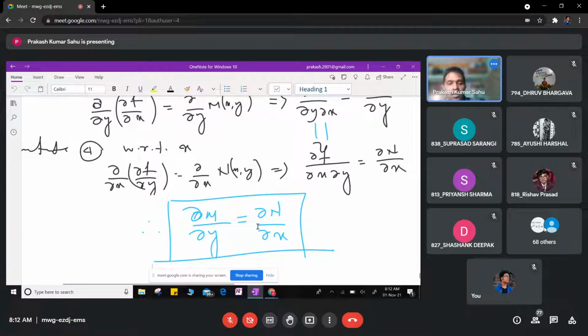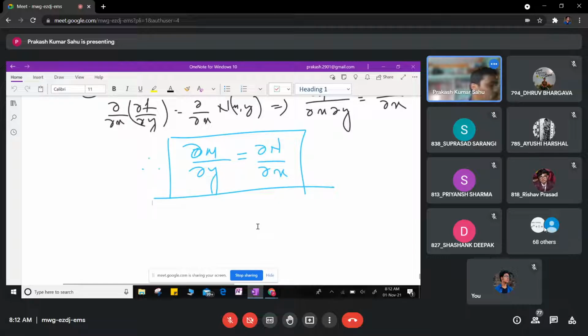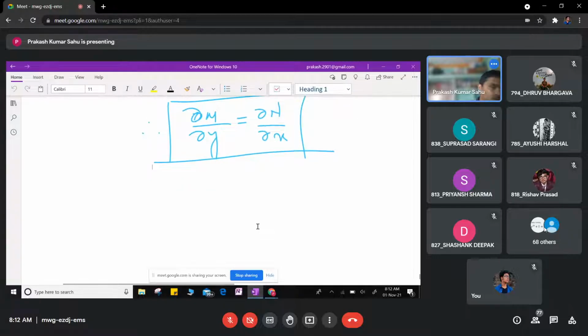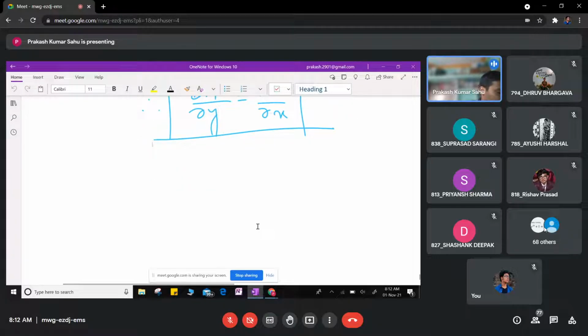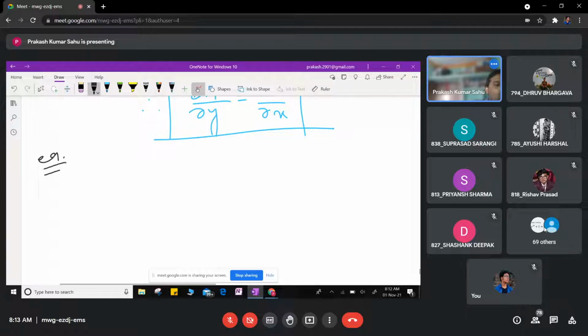Okay, so let us see some problems. Let us see one question. For example, suppose e to the power y dx plus x into e to the power y plus 2y into dy is equal to 0. Suppose this is the differential equation.